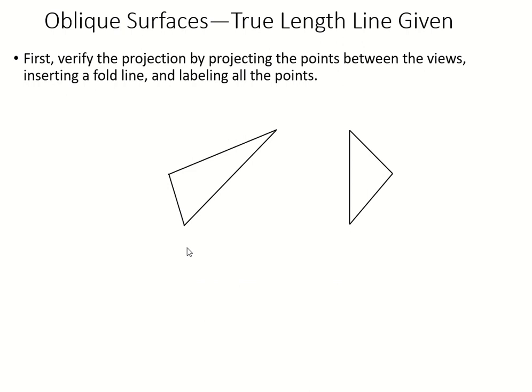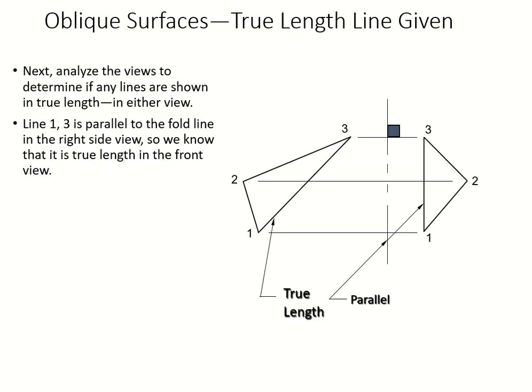First, we're going to verify the projection. How do we verify the projection? We are going to project from the points, corresponding points between the two views, and then we will insert the fold line. So let's do that. We're going to label all the points. We have our projectors, 1, 2, 3, corresponding points, 3 to 3, 2 to 2, 1 to 1. Throw your fold line perpendicular to the projector lines, all of them. That's the first thing you do.